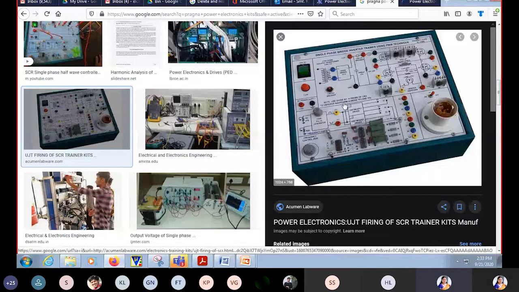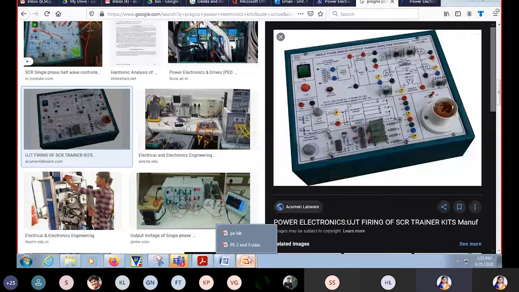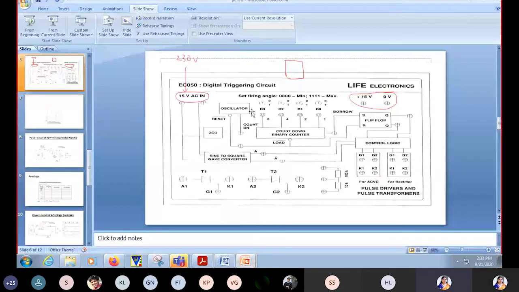Now, the display picture that I have shown here in the PPT does not consist of the transformer and rectifier, but they will be inside the kit. Why have they not displayed the transformer and rectifier here? Because they are not part of the control circuit, so they have not displayed them.